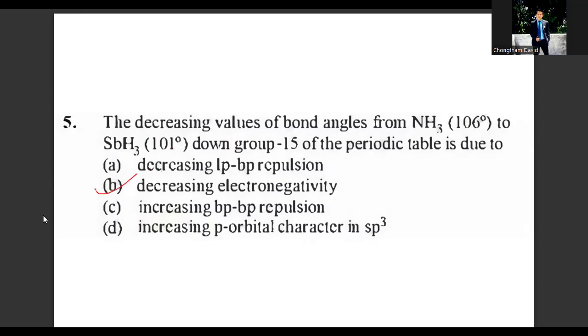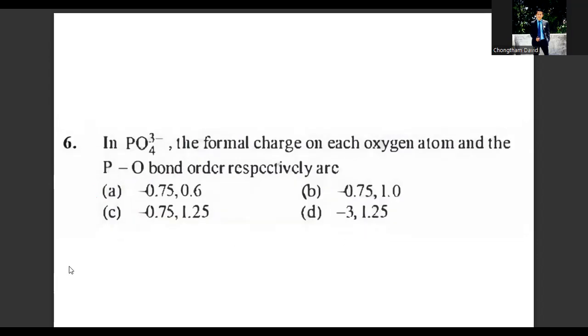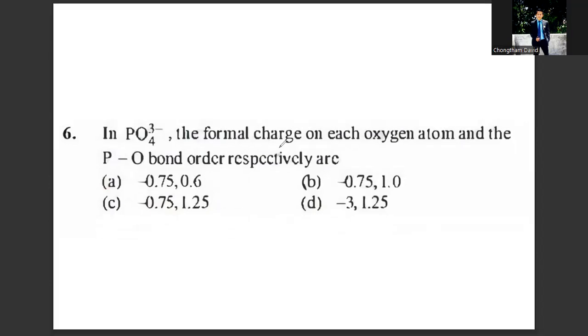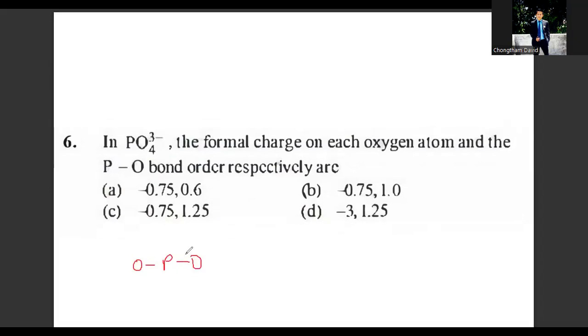Okay, let's see the next question. Question number 6. In phosphate, the formal charge on oxygen atom and the phosphorus-oxygen bond order are, respectively. So let us see the formal charge on this oxygen. O, P, O, O, then you have 3 minus.